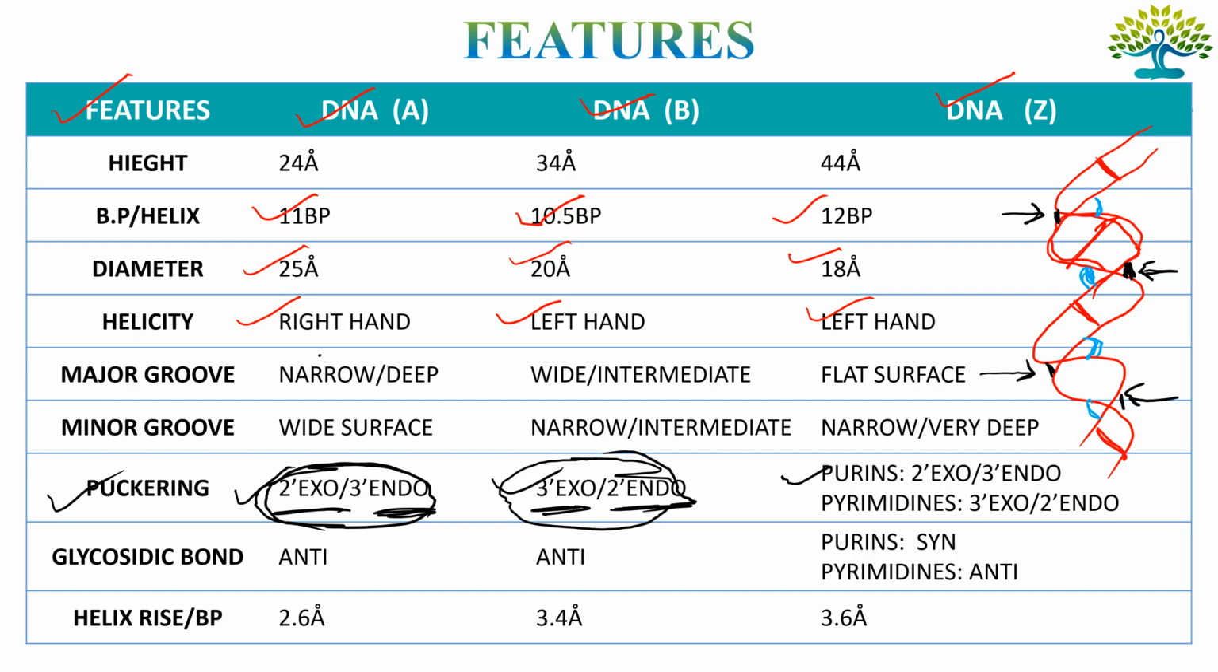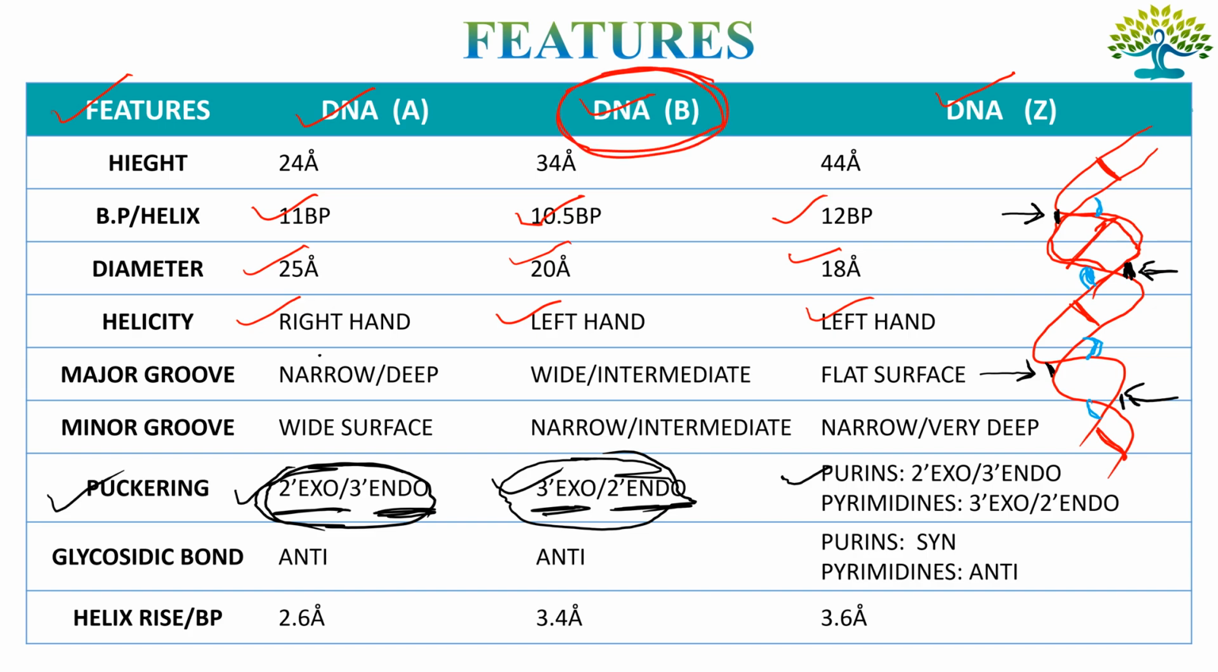While in case of DNA B, it is wide and intermediate, somewhat wide for DNA B form, and for Z, it is flat. Okay, minor. In case of minor groove, for DNA A, it is wide, then for DNA B, it is narrow and intermediate. So just remember, DNA B is the most common form seen in living organisms.